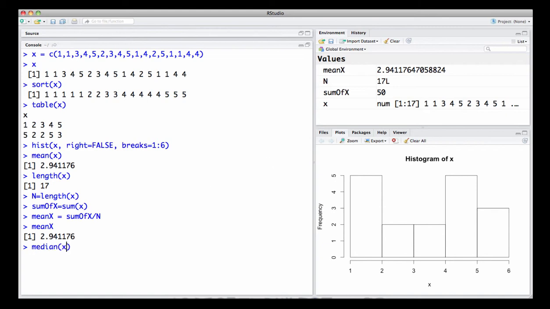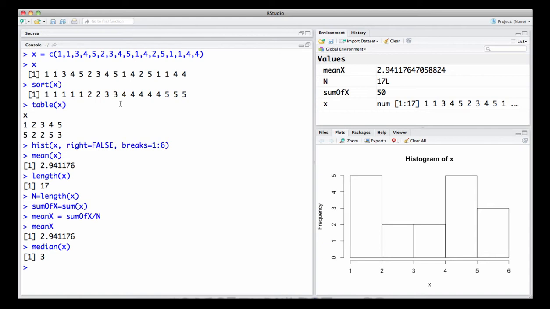I can also use the median command, and that's going to return a value of 3. So remember, the median just simply splits the number of observations into 2 equal halves. In this case, I had 17 values, so I just find whatever value is right in the middle. So in other words, 1, 2, 3, 4, 5, 6, 7, 8, 9. That's going to split so that there are 8 values to the left and 1, 2, 3, 4, 5, 6, 7, 8 values to the right.